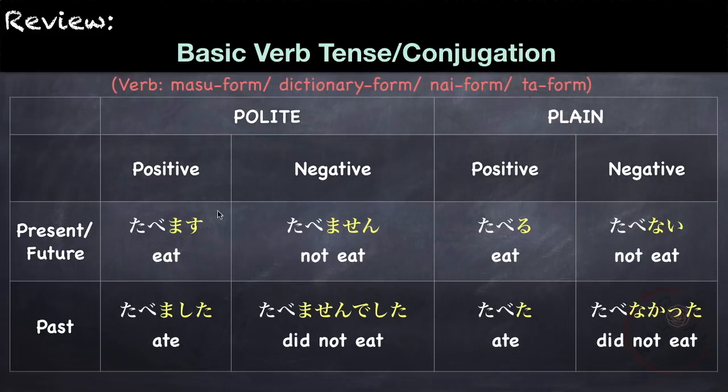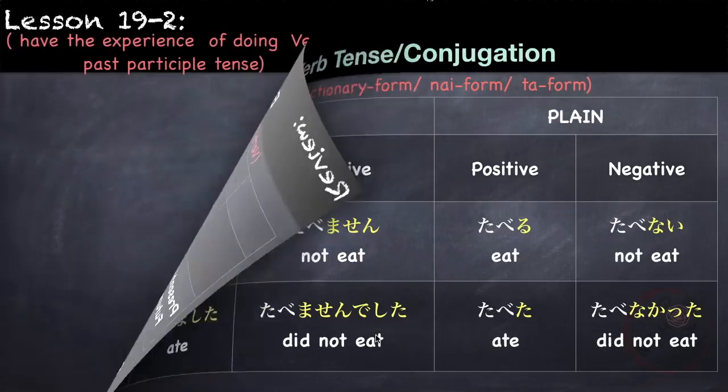The negative present or future tense, we use the nai form of the verb. For example, tabenai. So we just change mas to nai. So it is the same as tabemasen, only in plain form. And lastly, the negative past form of the verb ends in nakatta. For example, tabenakatta. This is the same as tabemasen deshita.